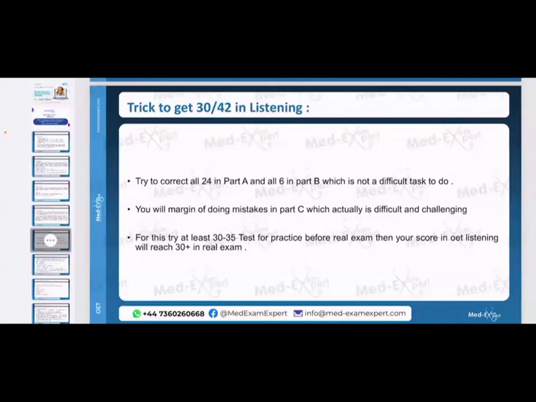And how you can do this, I told you that you have to practice at least 30 tests before your real exam. If you are following my advice, then definitely in your listening module, you can achieve your desired grade. You will have margin for doing mistakes in part C, which actually is difficult and challenging.